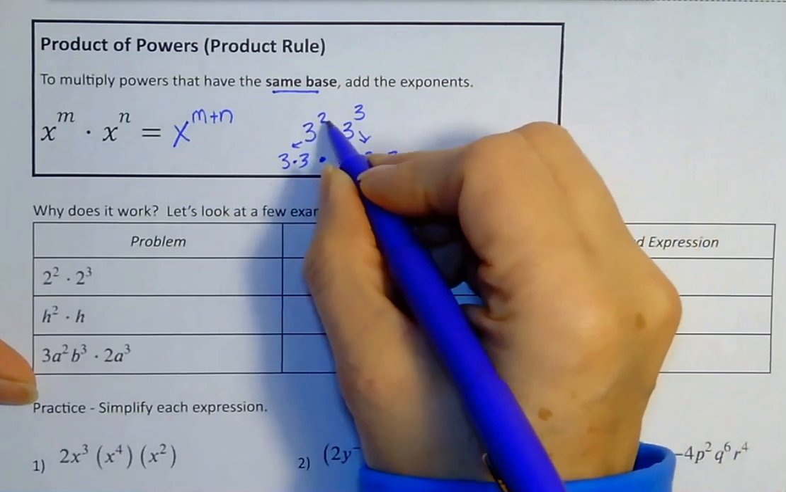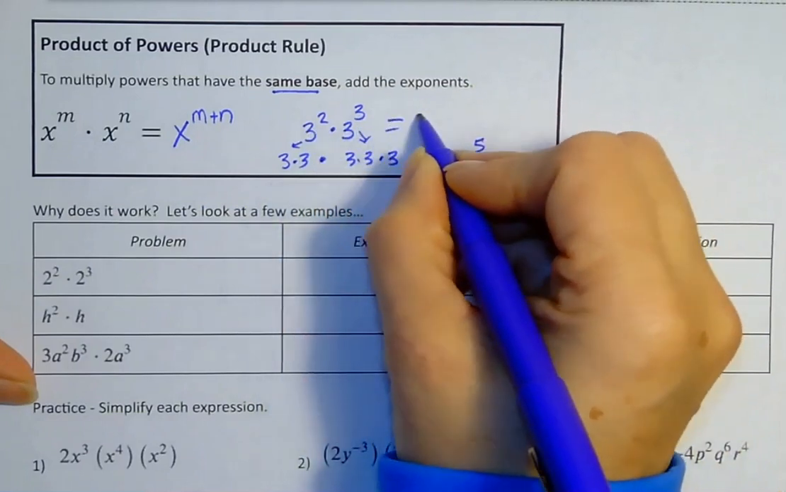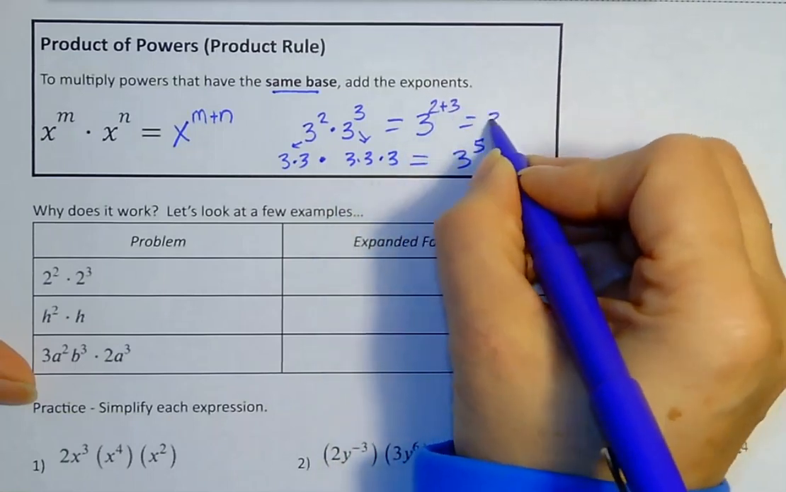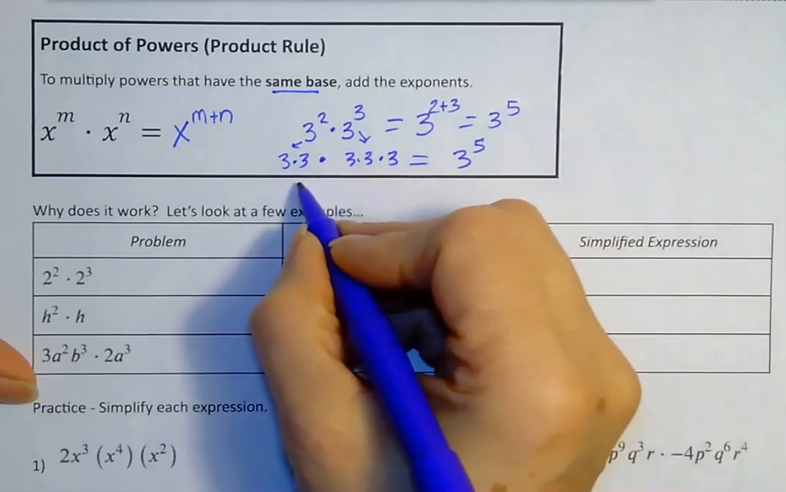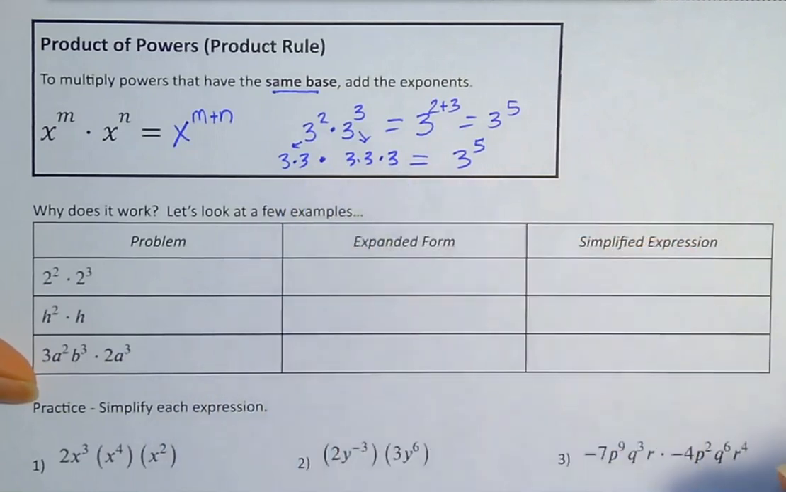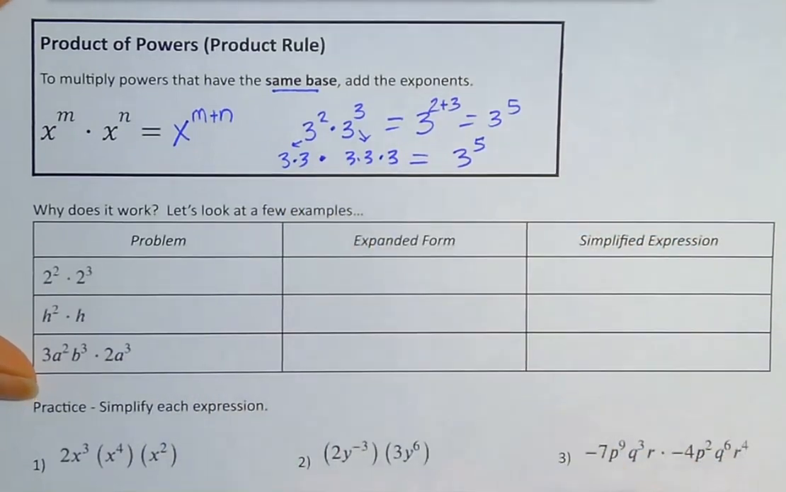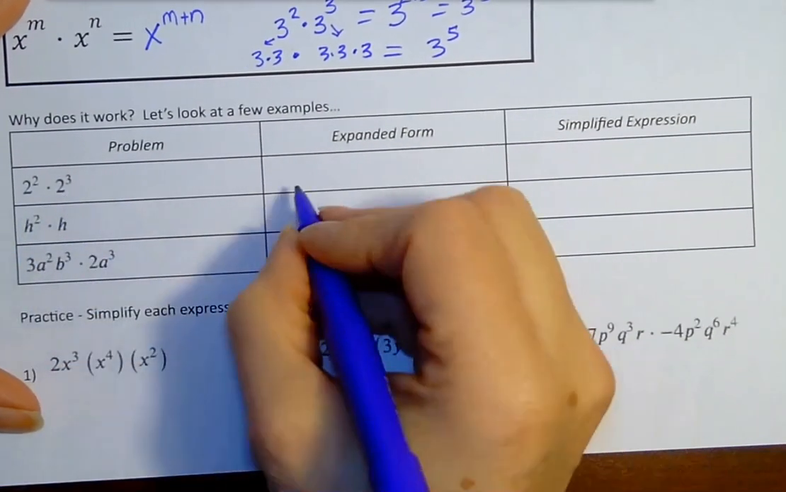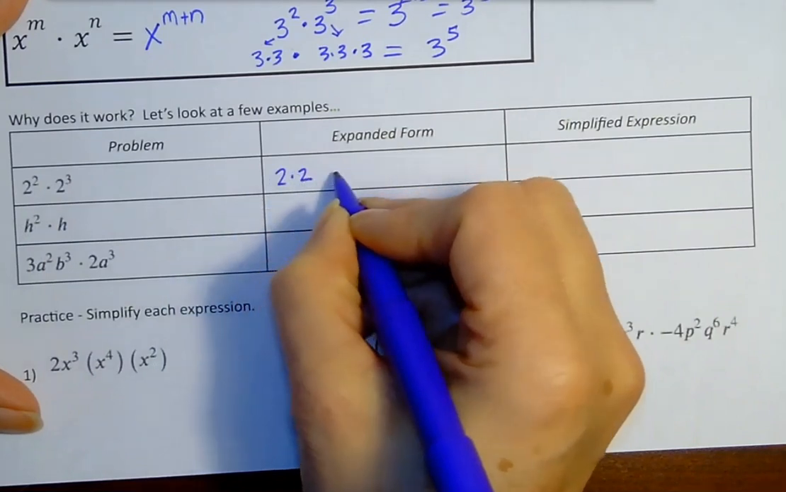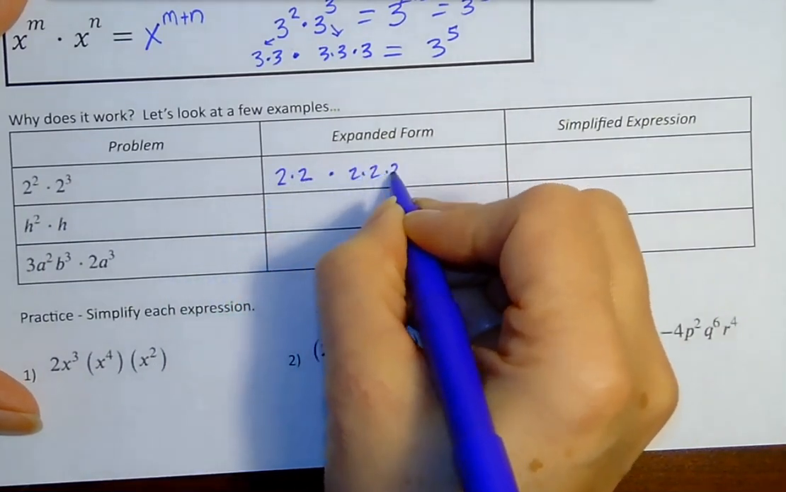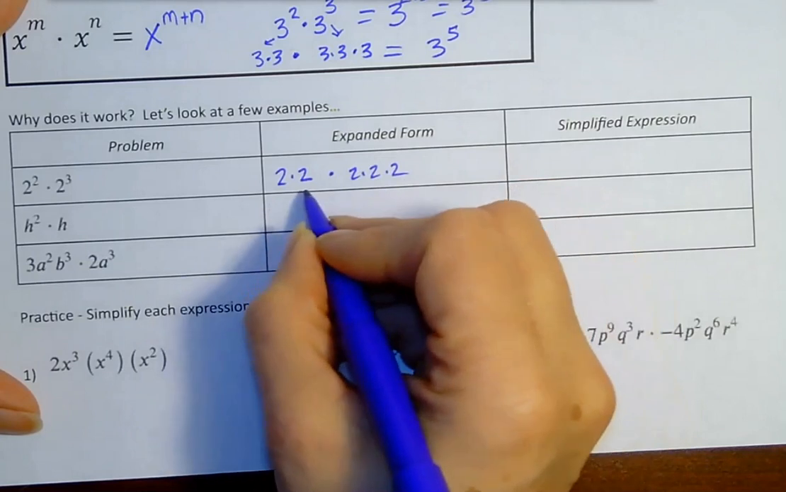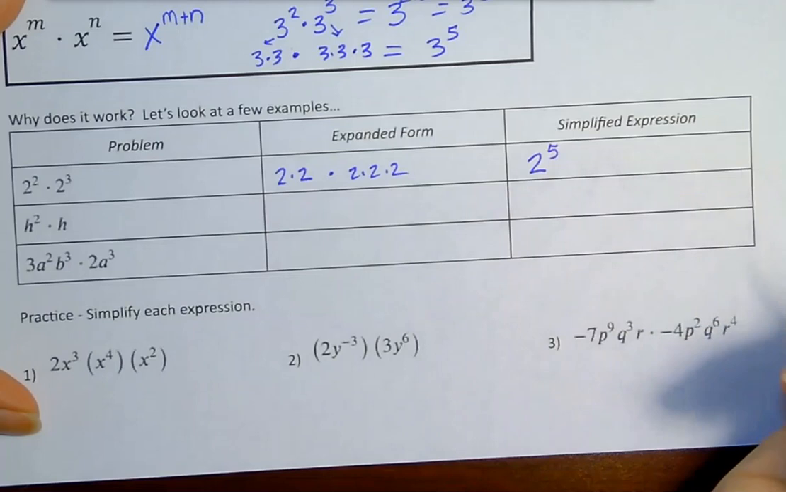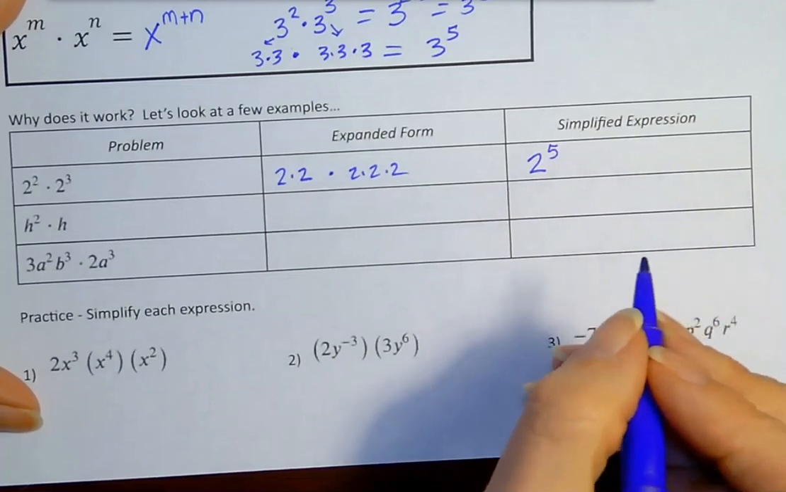We start with 3 squared times 3 to the 3rd. We notice that we have the same base, and we're going to add our exponents, and so we end up with 3 to the 5. And you can do the math and confirm that if you want to using your calculator. Okay, why does it work? Well, 2 squared times 2 to the third really means 2 times 2 times 2 times 2 times 2, right? And so if I want to simplify that, I'm going to say that that is 2 to the 5th power.